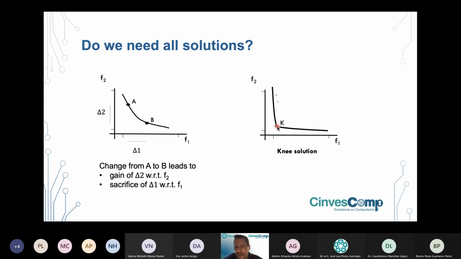But look at this. You take this point and then you move to this point. You make a gain of F2, which is marginal, but you have a huge sacrifice. And here's the opposite. So the knee solution might be interesting for you. So whenever we had a real-world problem, an application, and we had this shape of the Pareto front, I'm sure that the designer said, hey, that's a good point. It's okay. You don't know in advance.